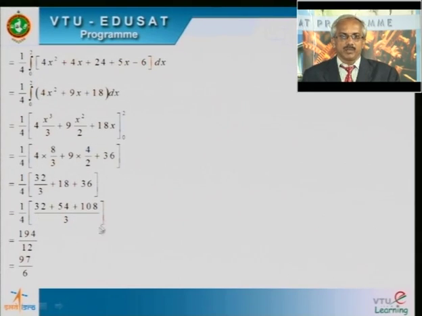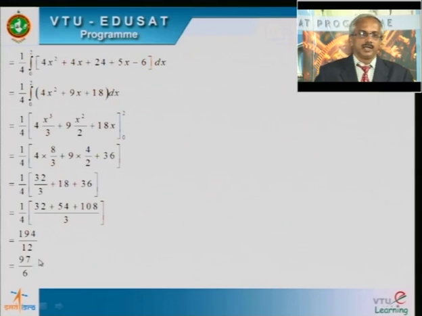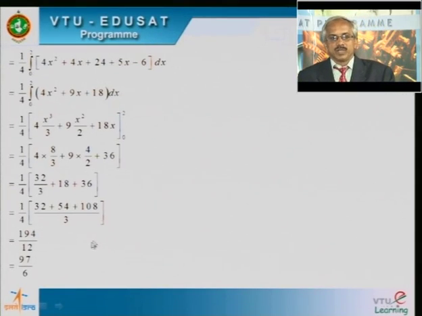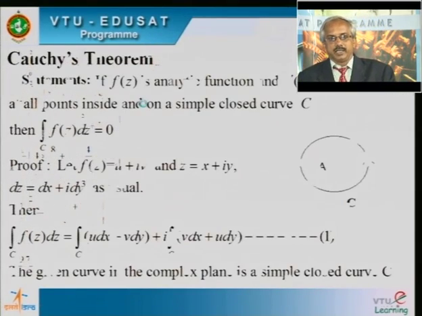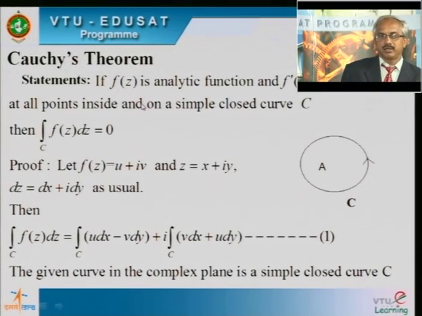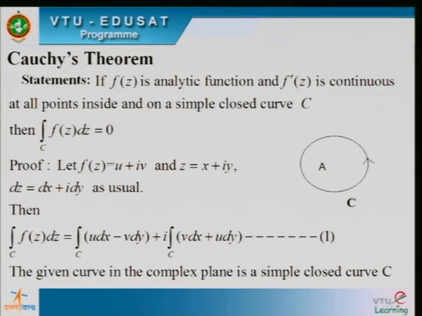We get that after applying the limits we obtained 97 by 6. So we have observed that in the line integral, suppose a parabola or any parametric functions are given, that will be converted into a single independent variable.